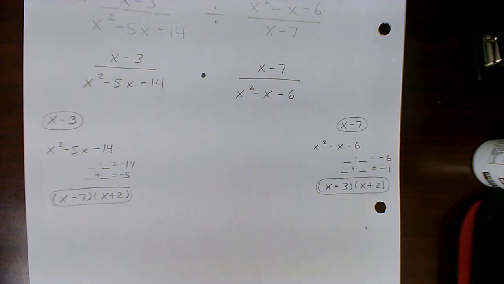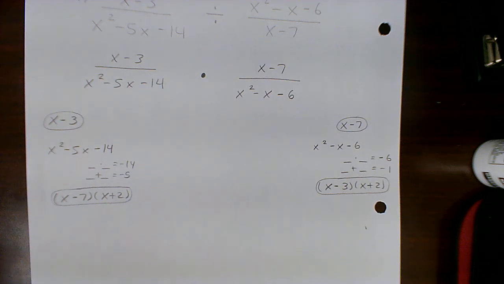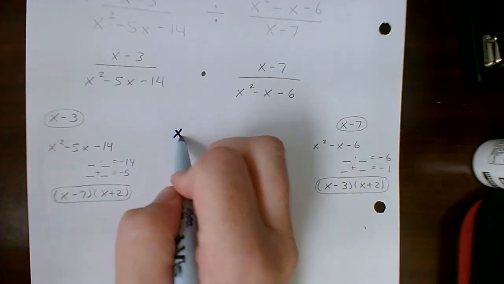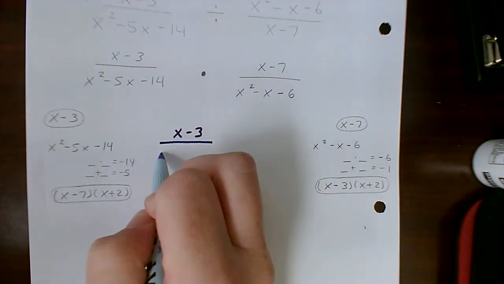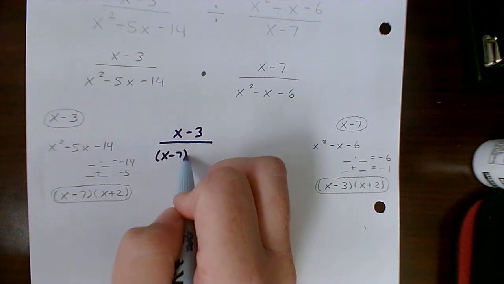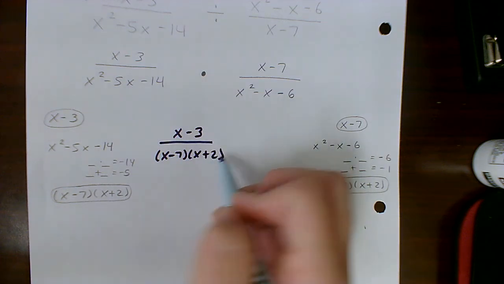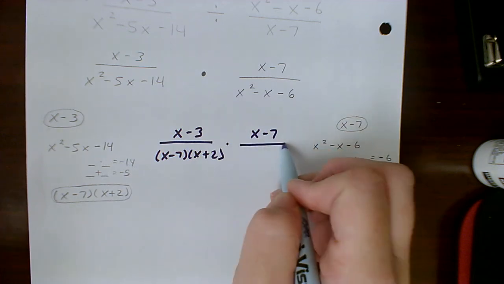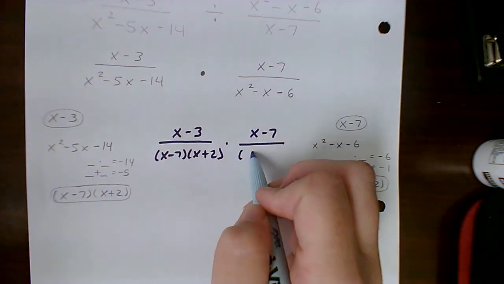Now I realize that factoring was probably faster than you could do it. But again, I'm not really teaching you factoring, I'm teaching you what to do after factoring. Now that we've done that, let's pull it back together. This is now x minus 3 over x minus 7 times x plus 2, times, the top here is still x minus 7, but the bottom has been factored.